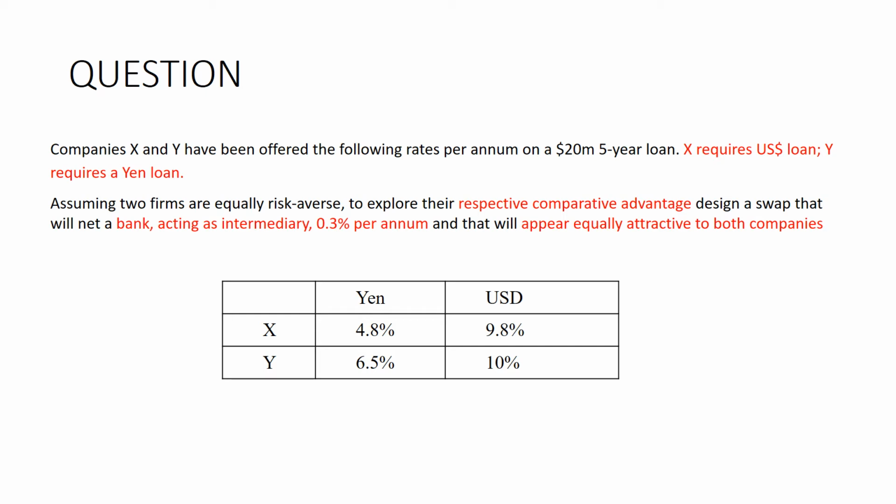Company X requires a US dollar loan and Company Y requires a yen loan. You have first to determine which company has what kind of comparative advantage in which market. Then you have to design a swap that will give a bank, which will be the intermediary in the swap, a fee of 0.3% per year, and the swap must be equally attractive to both companies. And the question gives you the interest rates the company will pay in the yen market and the dollar market.